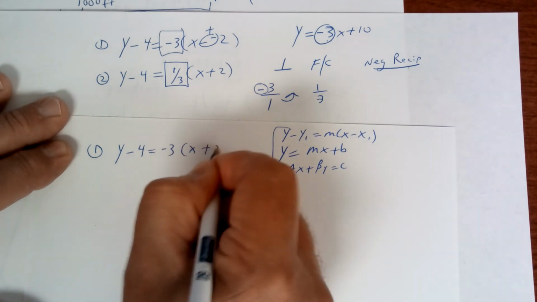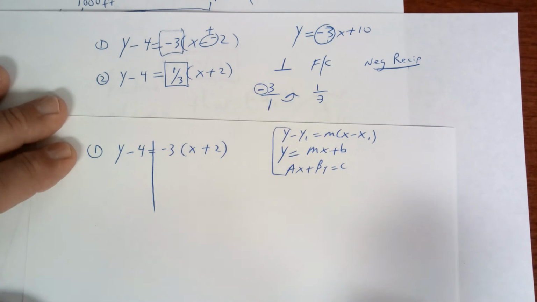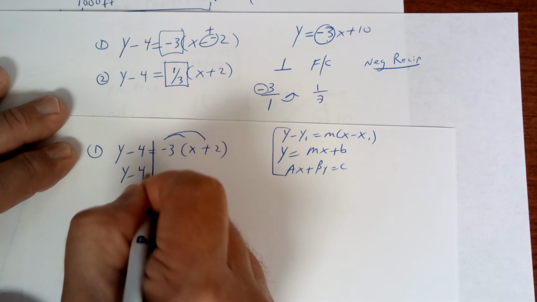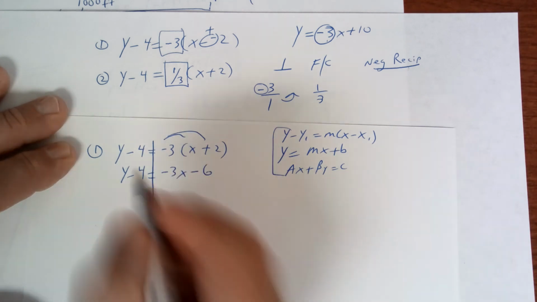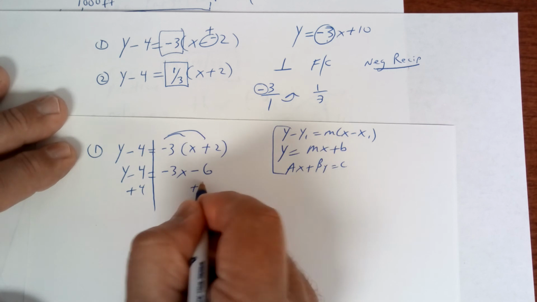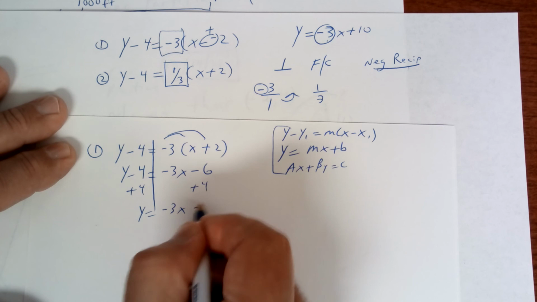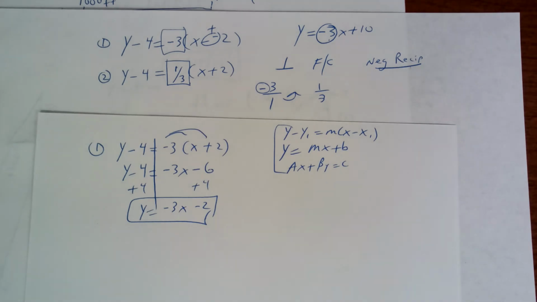All right, so let's take number 1, right there. And let's get y by itself. So to get y by itself, which is right here, you would distribute like that. And then you would add 4 to both sides. And you get y equals negative 3x minus 2. And that is called slope-intercept form. And you need to know how to do that.